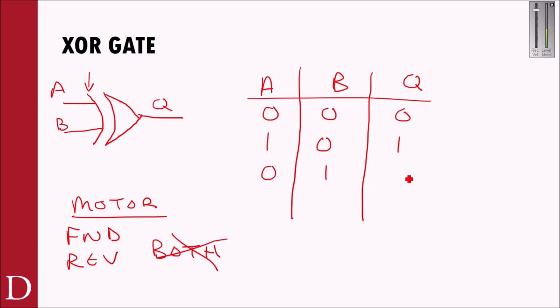A 0 and a 1 is going to give me a 1 output. The only difference between the exclusive OR and the OR is a 1 and a 1 will actually give me a 0 output. So I can't run the motor in both directions. I can't drive my car in forward and reverse at the same time. All right.